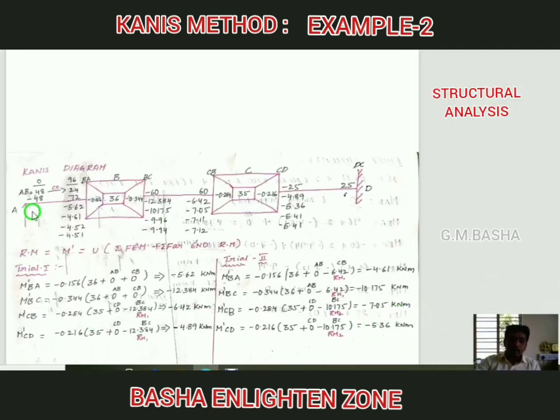See here, after completion of the fixed moments, then you have to write down the rotation factors. So the rotation factor BA will be equal to minus 0.156. You have to write it down in this box. And similarly, the rotation factor BC value here, the rotation factor CB value here, the rotation factor CD value here, and the rotation factor DC value. There is no rotation factor for CD and AB.